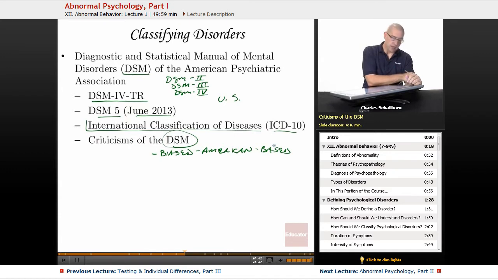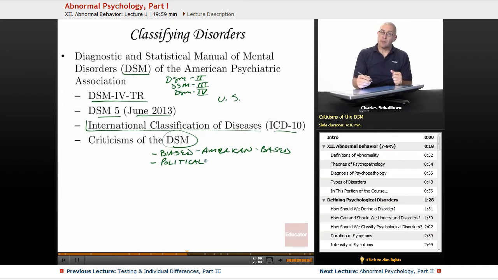And because it is American-based, one of the things that we experience with that is an Amerocentric viewpoint of what's normal and what's not normal. And when we see some of the examples of disorders in other countries, we don't have those, so we don't diagnose those. And so it's going to be American-based.